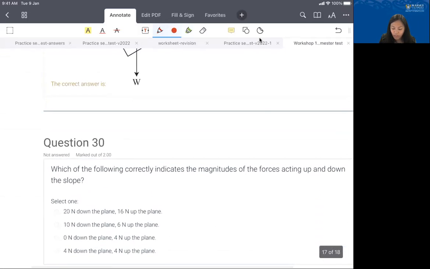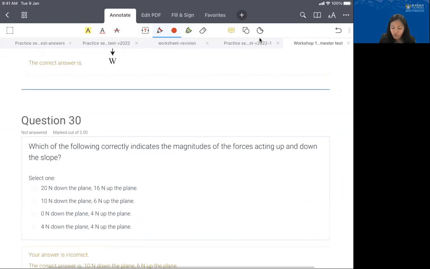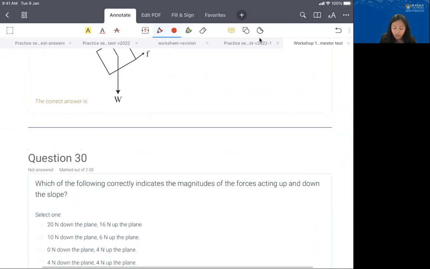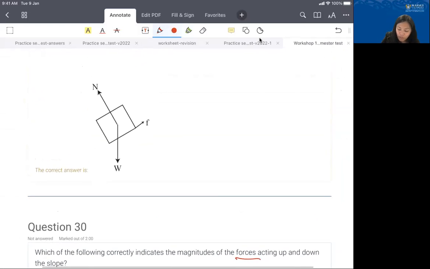Which of the following correctly indicates the magnitudes of the forces acting up and down the slope? So we want to solve now for the force up and down the slope. So here, let me draw the slope. That's your object, and this is your slope. Your slope is at an angle of 30 degrees. Your free body diagram is as given.